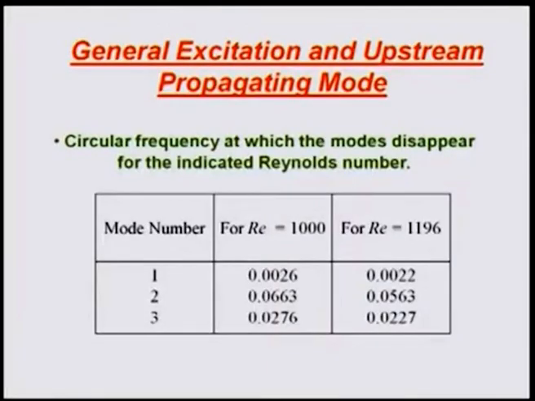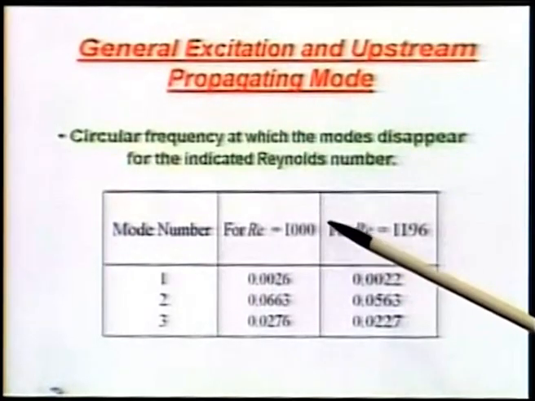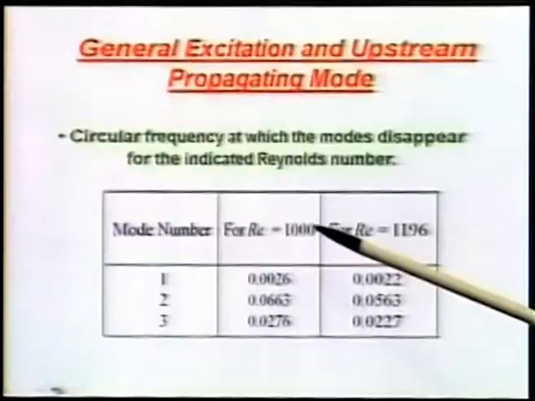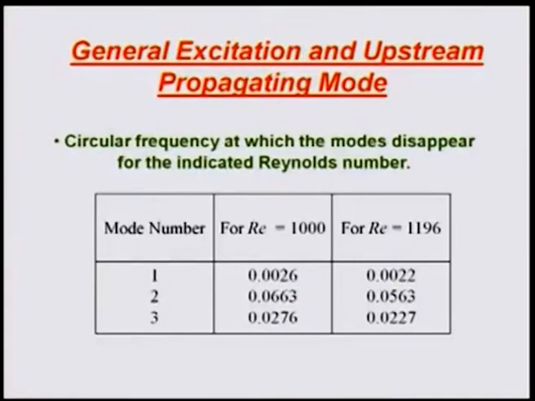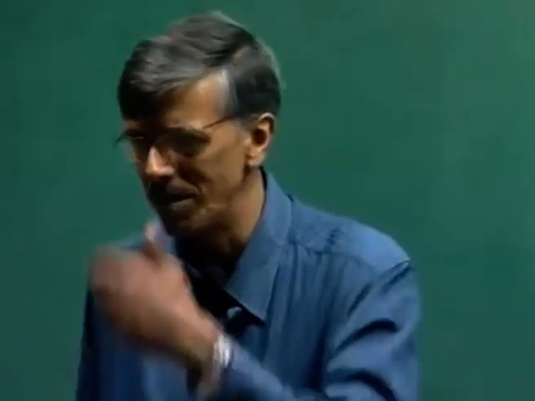Well, you have seen that in most of our earlier results, we have focused our attention on a Reynolds number of 1000 and a non-dimensional circular frequency of 0.1. What we saw was that for that combination we have 3 eigenvalues, okay? Those 3 eigenvalues are of the following nature. One of them is unstable, 2 of them are stable.